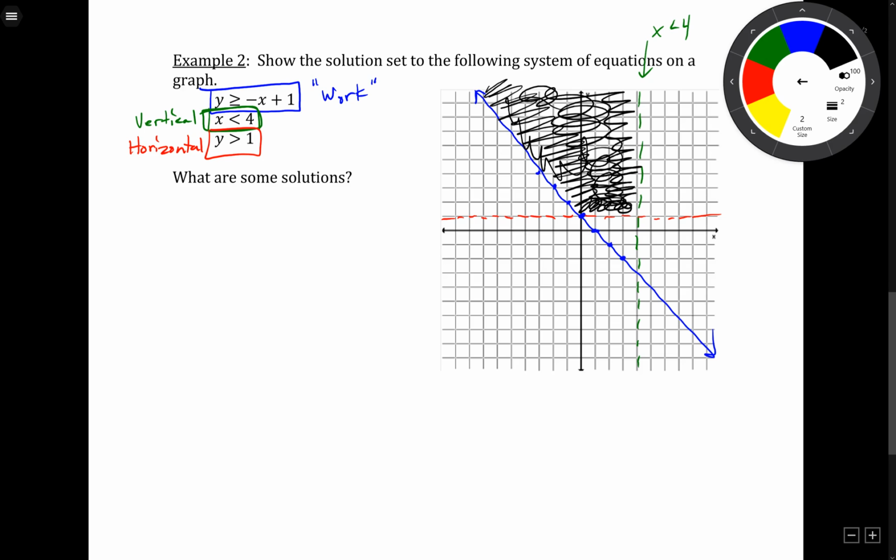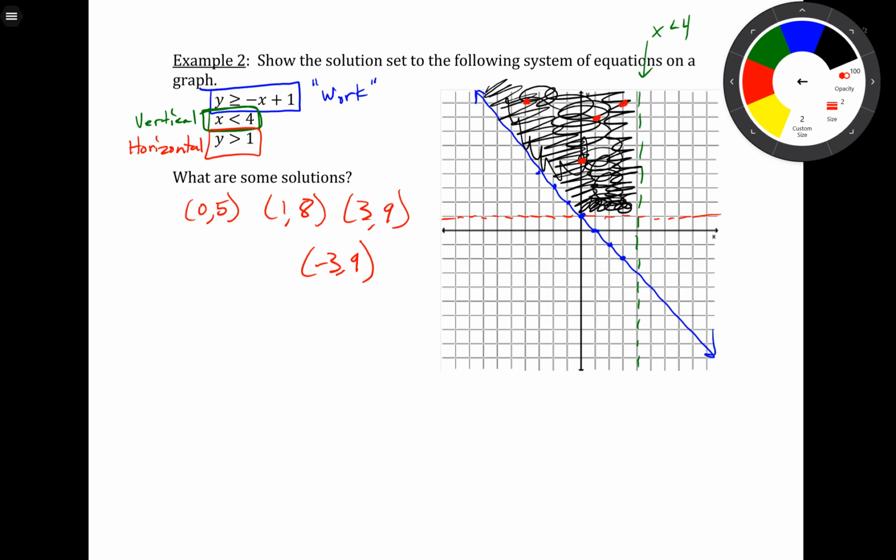And all of the points in this region are the points that work. So points like, let's do them in red, maybe like over 0, up 5. This is a point that works. Maybe something like over 1, up 8. Maybe something like over 3, up 9. Or over -3, up 9. These are all points that work in all 3 inequalities. And if you don't believe me, you can test it out for yourself. But in order to save time, I'll let you work that out on your own.